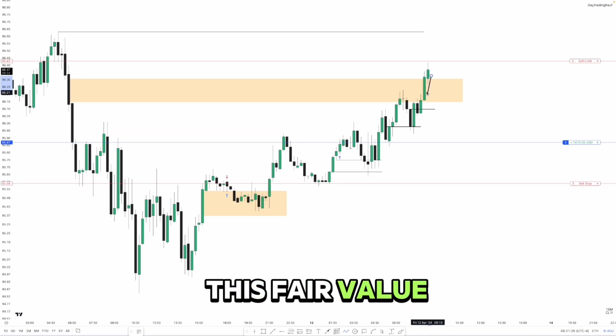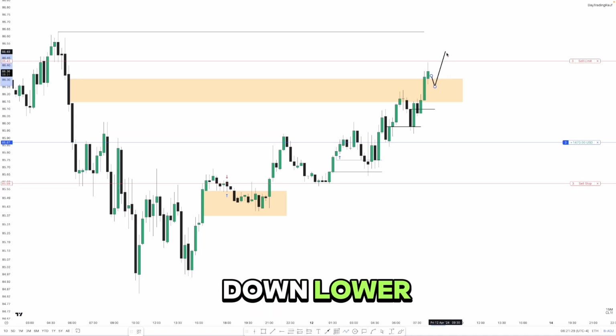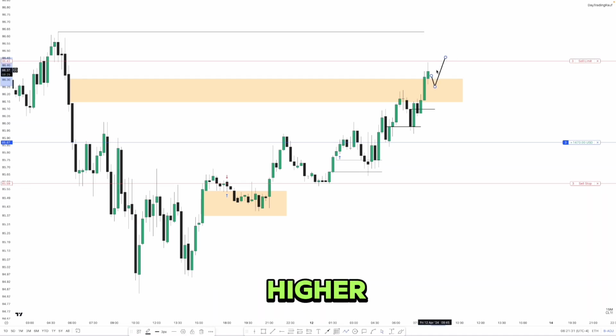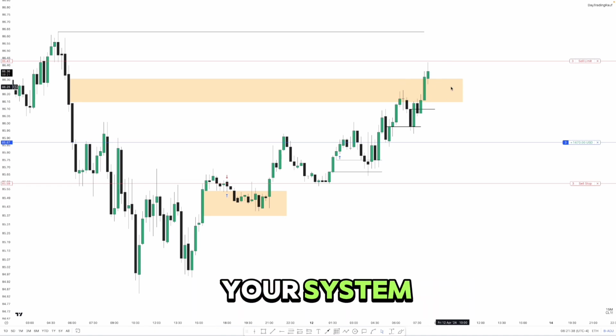As we make this fair value gap into 830, we can trade down lower, and then we can expand up higher. So this is having confidence in your system and knowing what the market is going to do. If you don't know what the market is going to do, 9 times out of 10, you will be revenge trading, or you will be very emotional when you're looking at your trades.